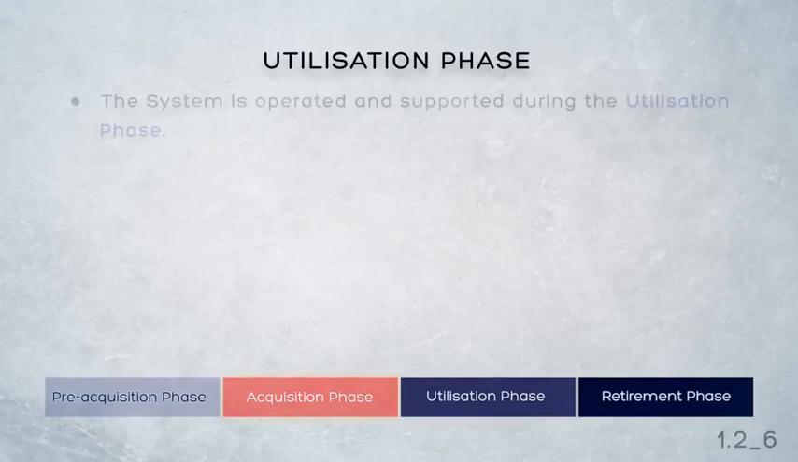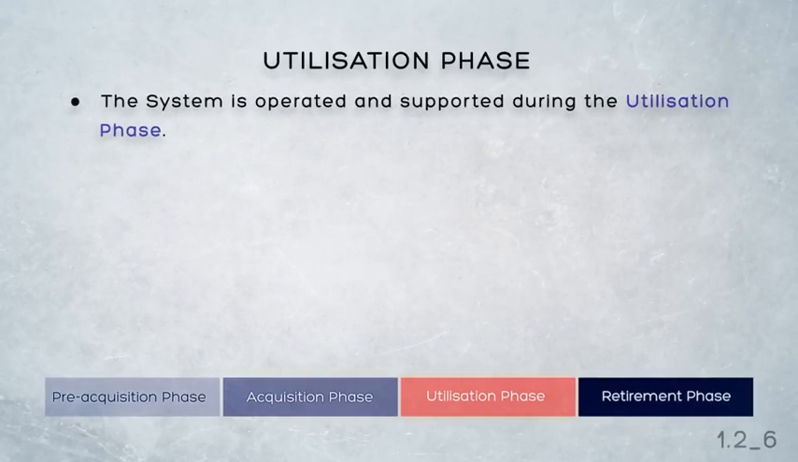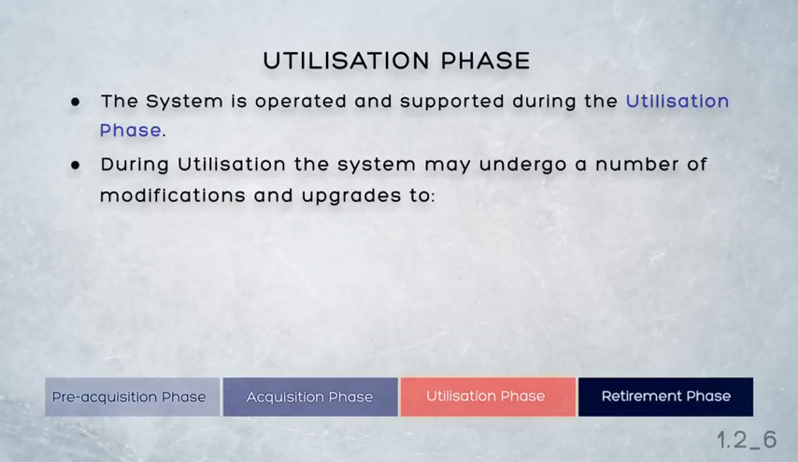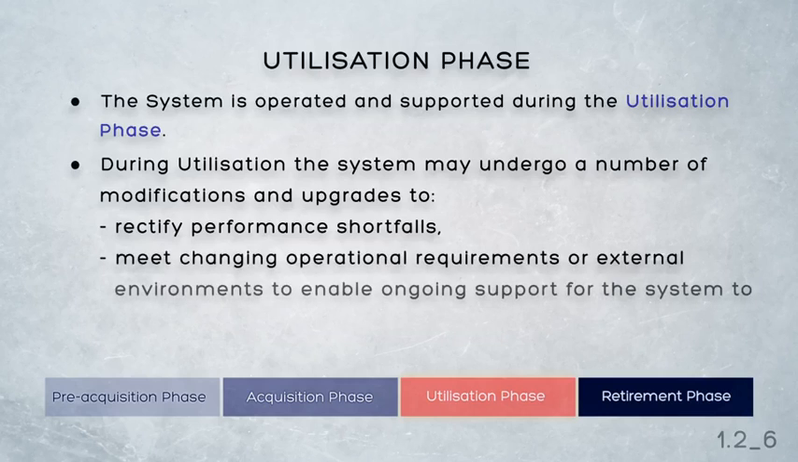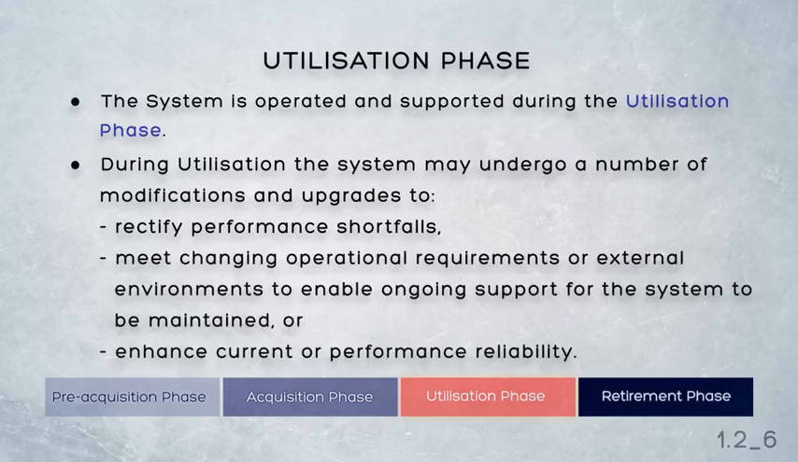The system is operated during the utilisation phase, during which time it's also supported by the organisation that owns it. During utilisation, the system may also undergo a number of modifications and upgrades of different sorts to rectify performance shortfalls, perhaps to meet a changing operational requirement, or perhaps because the external environment has changed in some way, or perhaps even that the ongoing support of the system has become expensive and needs to be modified to ease its maintenance.